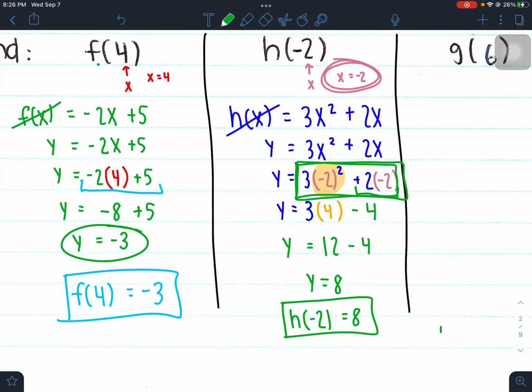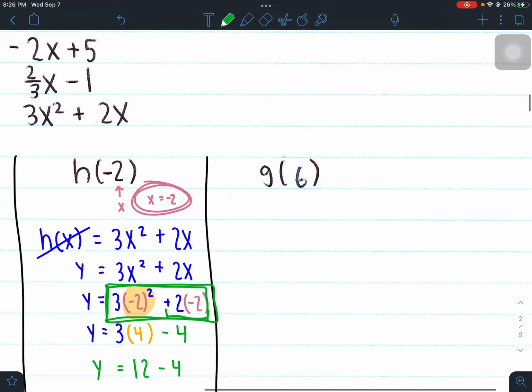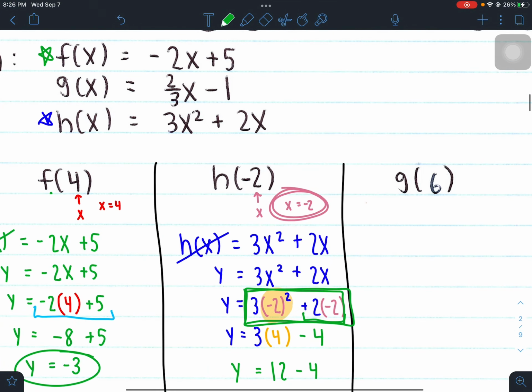Again, whatever you plug in will change whatever your answer is. So if you plug in positive 7, you're going to get out a different number. All right, and lastly, we're evaluating for g of 6. So out of the 3 functions here, the function that we're going to want to use is the g of x function. So I'm going to go ahead and write that one down.